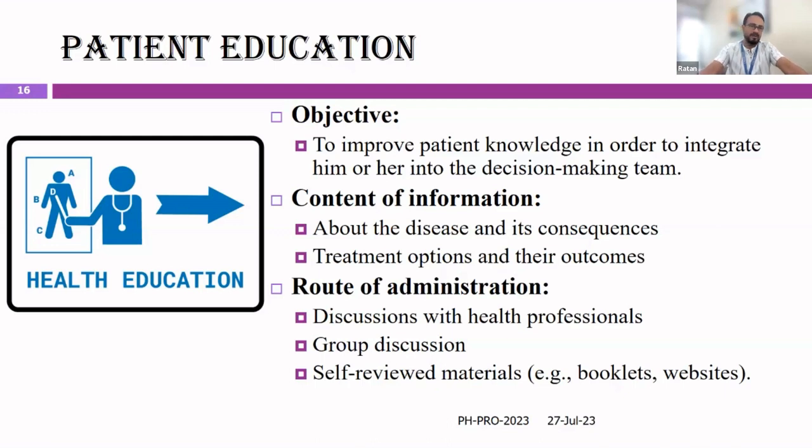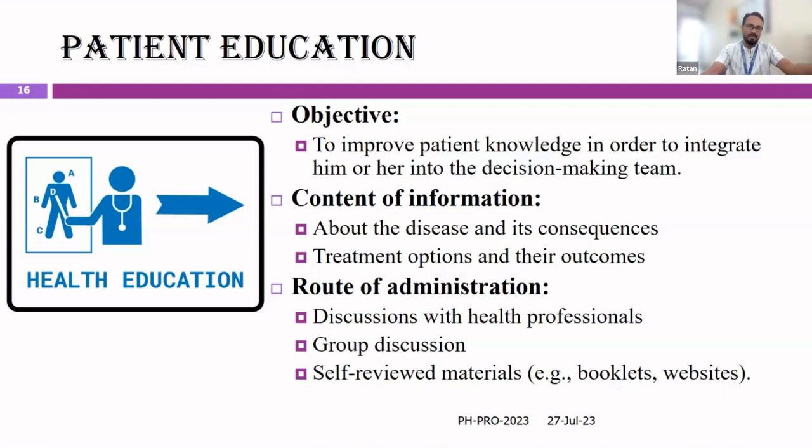So the content, whenever you are going for patient education, the basic content you should have is about the disease and its consequences. What is the disease? What is the procedure? How does it affect the joints and other activity? And its related consequences if it is not treated. And what are the treatment options available and their outcome measures? Treatment options, like I have mentioned, medical or pharmacological treatment and physiotherapy treatment, either individually or in combination. And what type of outcome of those treatments should they expect? This should be the content of our patient education.